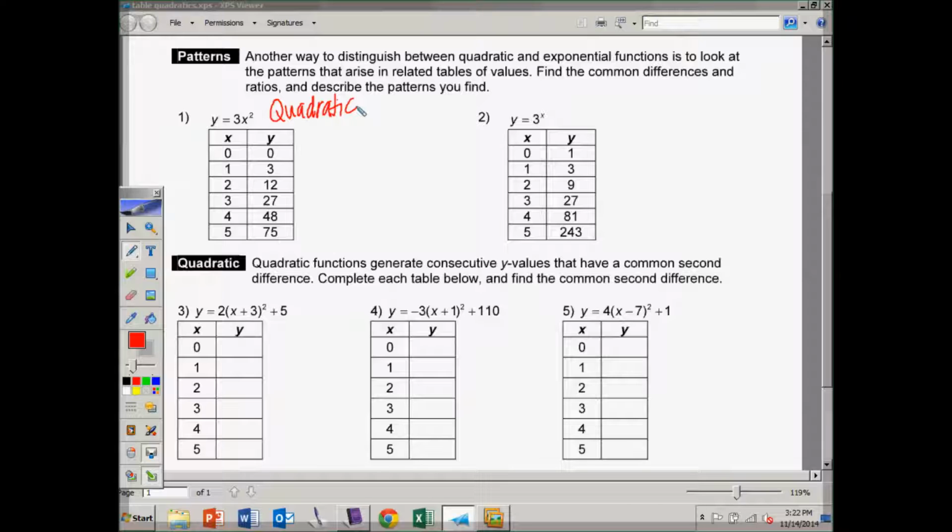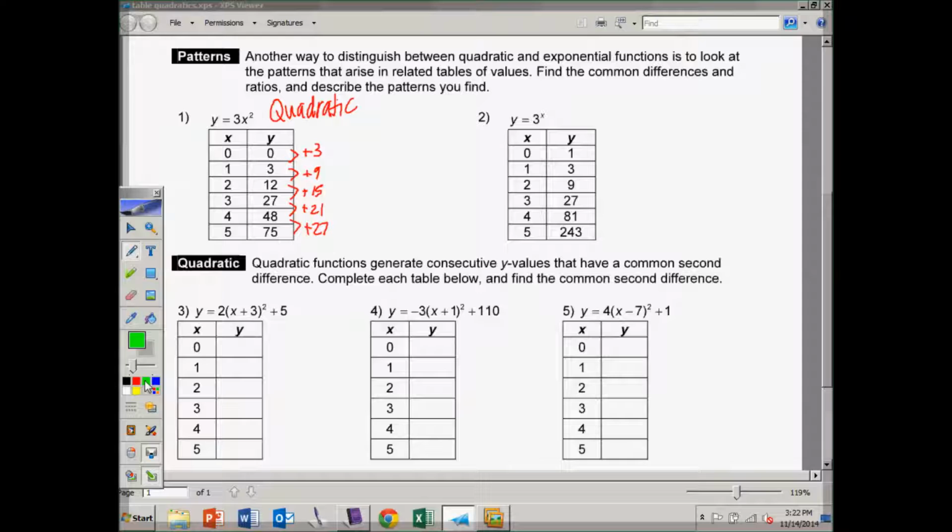So that means that when I'm thinking about how do I go from 0 to 3, what did I do? Add 3. How did I go from 3 to 12? Add 9. How did I go from 12 to 27? Add 15. How did I go from 27 to 48? Add 21. And how did I go from 48 to 75? 27. Good job. All right, so that's just looking at this.